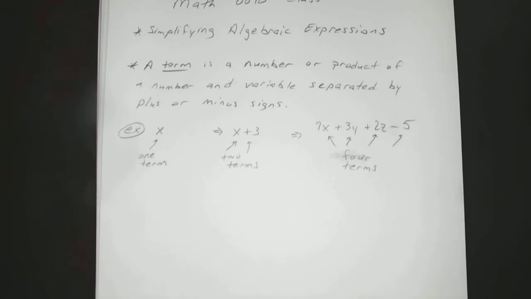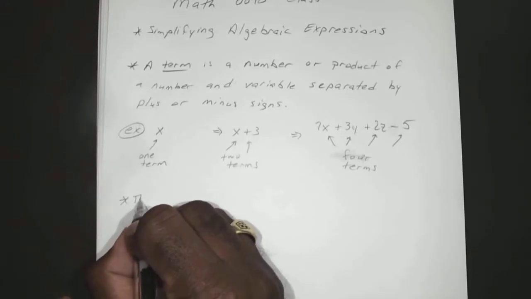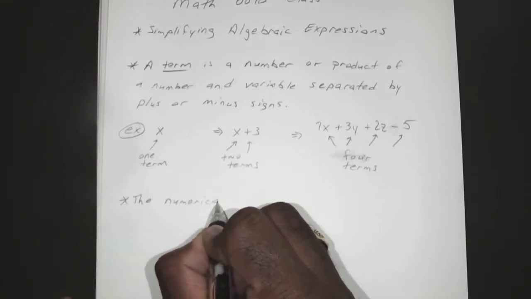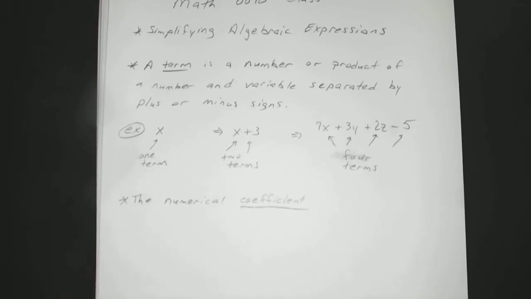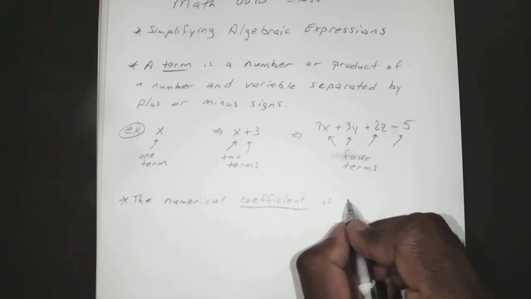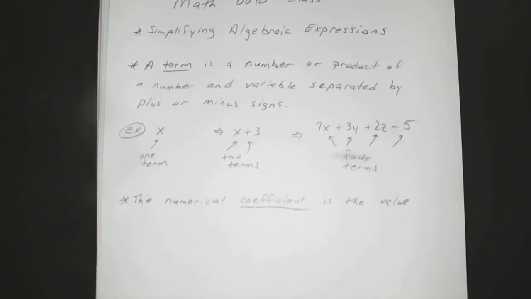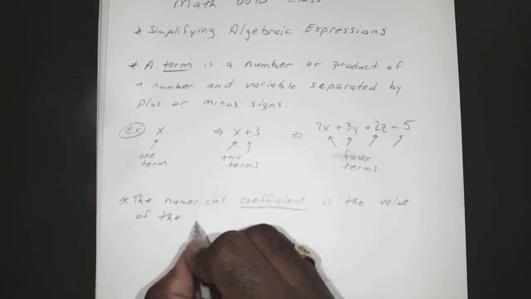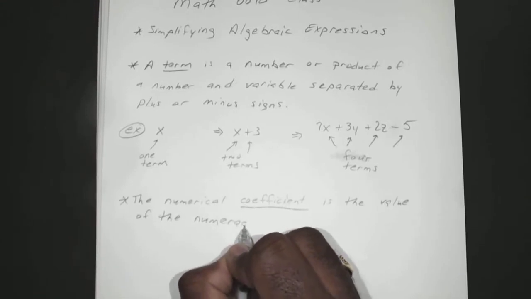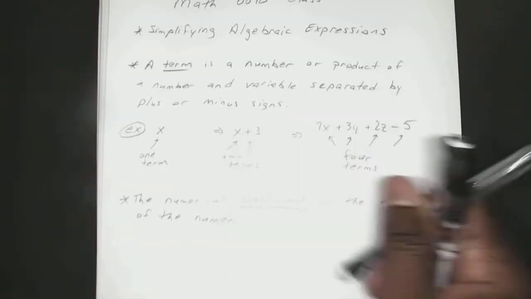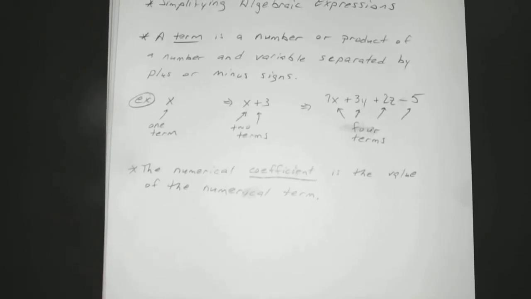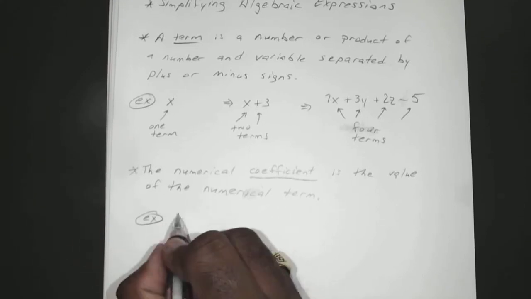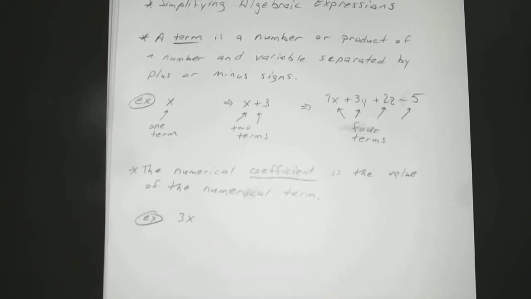Okay. Now, each one of those terms, whatever number is in front of the variable, that's called your coefficient. Okay, so numerical coefficient or just coefficient by itself. Okay, so for example, if you had 3x, then your coefficient is just a 3.